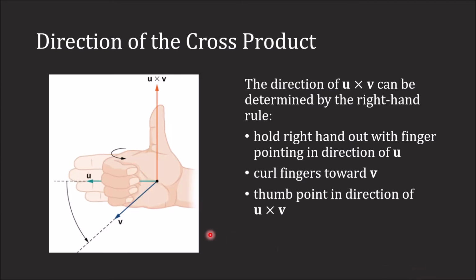This is summarized in this picture. Right hand, notice the fingers are originally pointing towards U. We then curl them towards the direction of V, and the thumb points upwards, which would be the direction of U cross V.